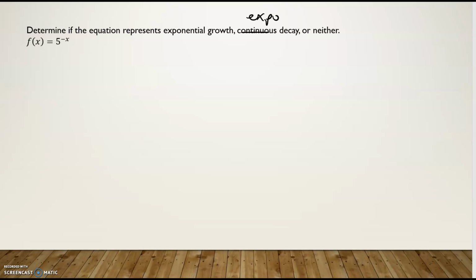Okay? So determine if the equation represents exponential growth, exponential decay, or neither. Now we have a positive base raised to an x, so it is an exponential function. I'm going to look at this number right here and say, well, b is bigger than 1, so it should be an increasing function. But notice that negative right in front of x. That's going to flip it over the y-axis. So instead of it being an increasing function, it's a decreasing function. So again, we have exponential decay.